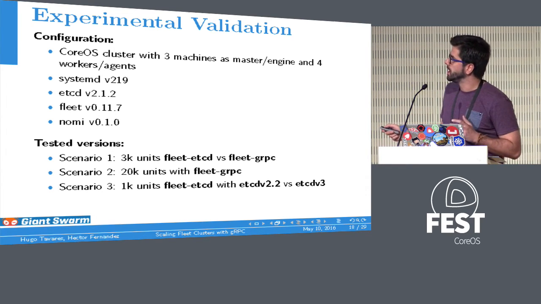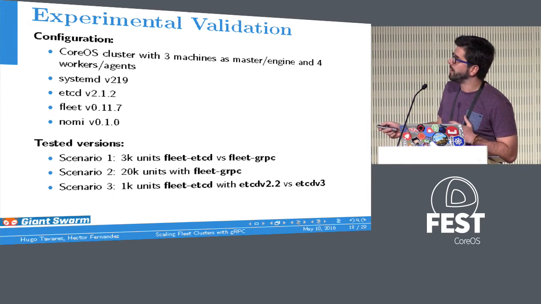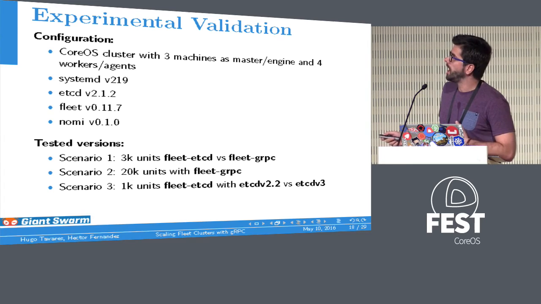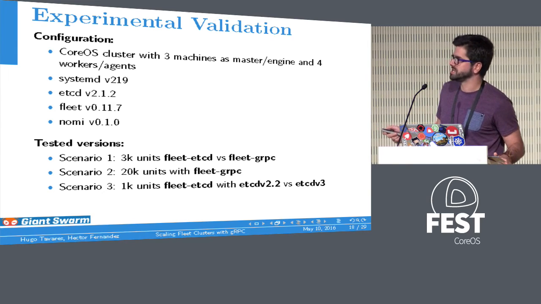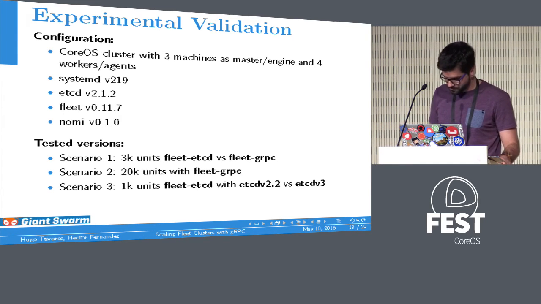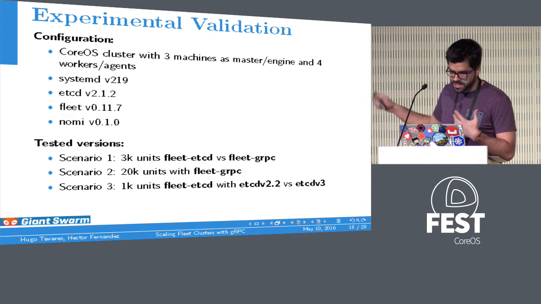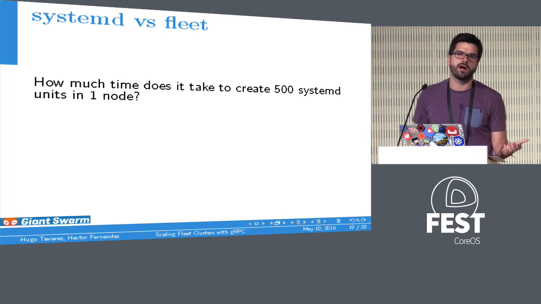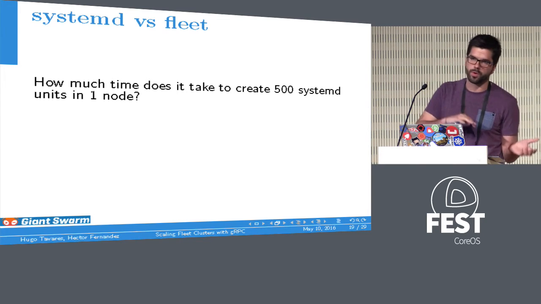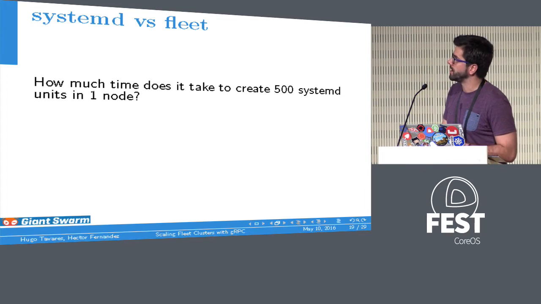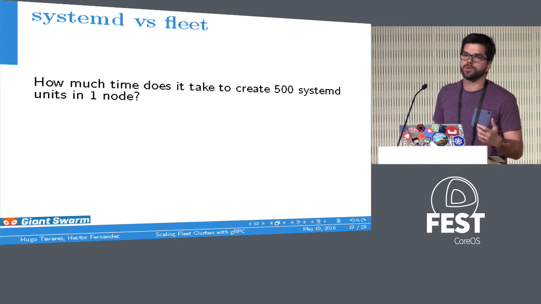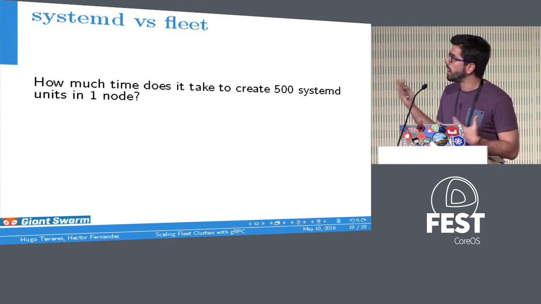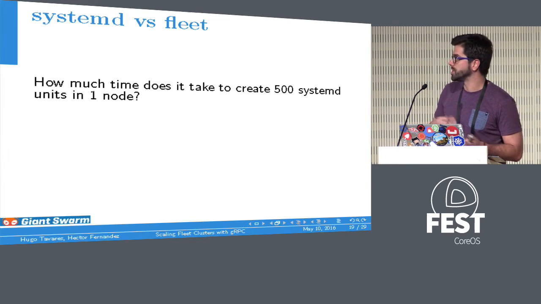We use in the first two scenarios version 2.1.2 of etcd, and then we use our tool for benchmarking Fleet, NAMI. The first scenario was about seeing how fast we can start systemd units with Fleet, comparing the current version with our version. The second scenario was more about resistance: how many units can the new fleet version stand up in comparison with the old one.